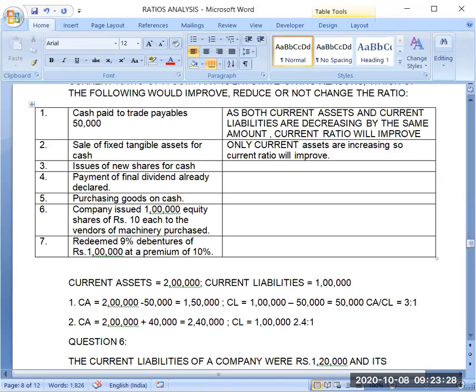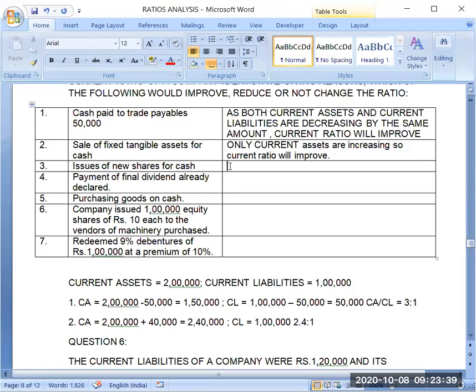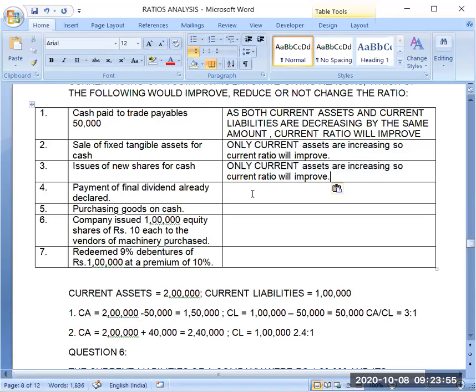So when you are issuing shares for cash, obviously you will be receiving cash. So your cash will increase and that's why your current assets will increase. But at the same time, there is no change in current liabilities. So the same reason will be there, that your current ratio will improve. Only current assets are increasing, so current ratio will improve. I hope you are getting how to do this. So you may get such questions also in your exams, in objective type questions also you can get it.